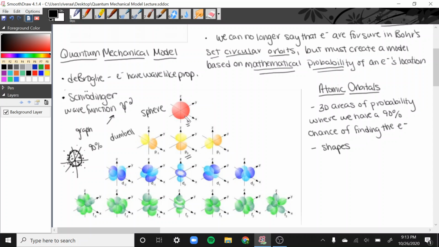So we've talked about spheres, we've talked about dumbbells. These d orbitals I call butterfly shaped. They're not all butterfly shaped. Do you guys see this one here in the middle, right? Where it's just on the z with like a donut hole around it. It's kind of a fun shape. And then lastly are the f orbitals, and they're all sorts of crazy shapes.